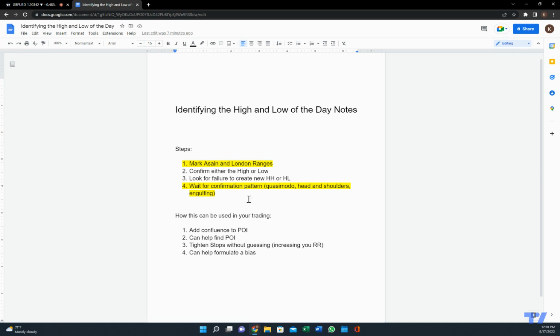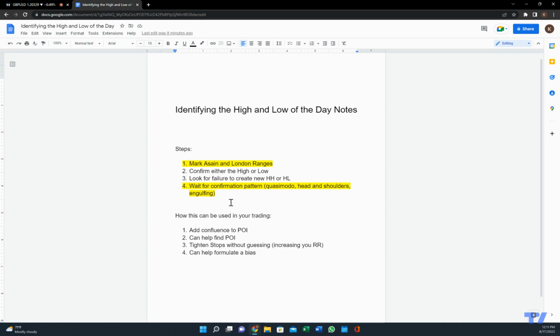The two things that are highlighted in yellow are new, and I just wanted to bring your attention to those. We're going to map that out on the charts in just a moment, and it'll be very clear to you. So if we walk through the steps again, the first thing, and that is new, is that we're going to mark the Asian and London session ranges. Then we're going to confirm either the high or low. When we're confirming a high, we need to see a low created, and when we're confirming a low, we need to see a high created.